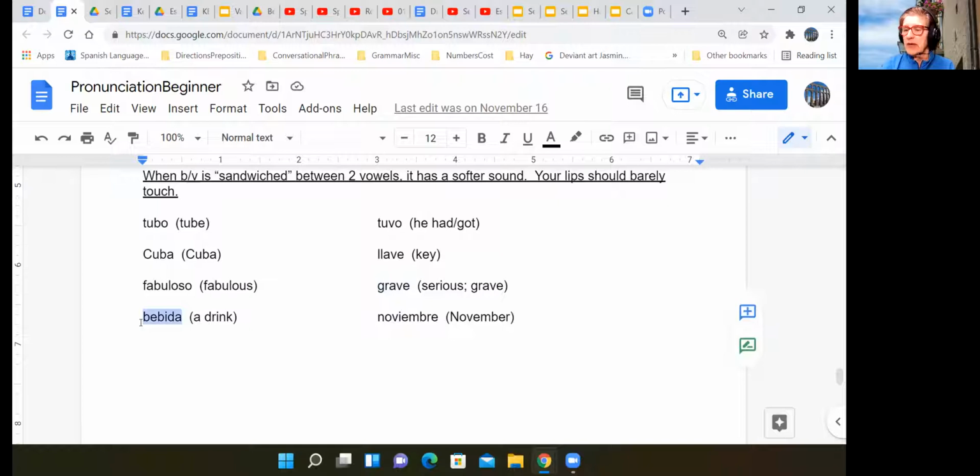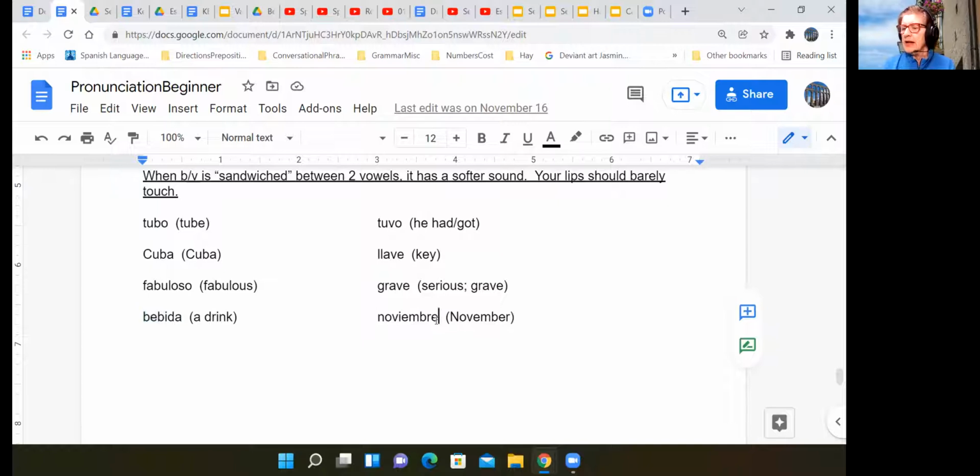Okay, here we're going to get a mix of a hard B to lead off and a soft B in the middle of two vowels. Bebida, useful word. It means a drink. Quiere una bebida. Do you want a drink? A waiter may ask you, quiere, do you want? Quiere una bebida.